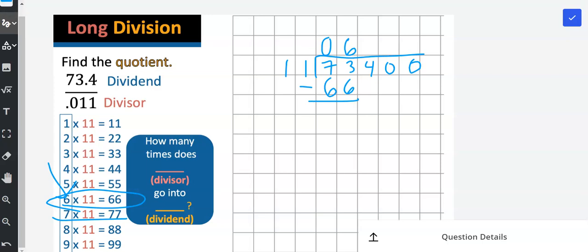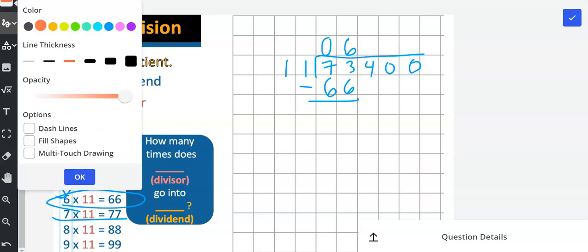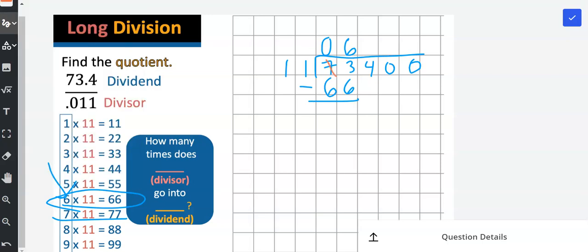I'm going to grab a different color so you can see my subtraction. I'm going to borrow from the 7, make it a 6, add 10 to 3, making it 13. 13 minus 6 is 7, 6 minus 6 is 0. And then bring down. How many times does 11 go into 74? Well, again, 77 is too much, so I'm going to use 66. So it'll be another 6, and then 11 times 6 is 66.